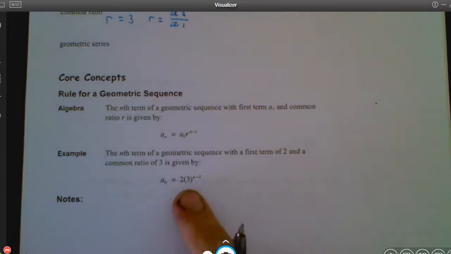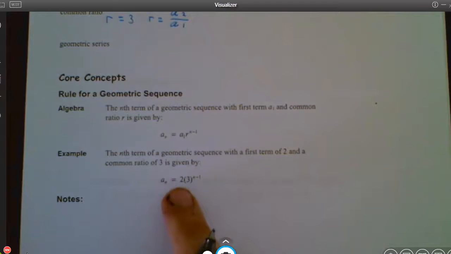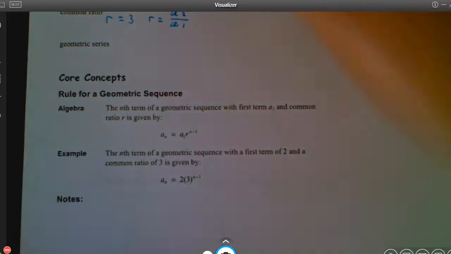So here's kind of a good look at what these will look like. If my first term was 2, notice that went in for A of 1. My common ratio, they said, was 3, so that went in for R. So this would be the general rule of this information. So that's kind of where all this stuff starts, with the basics. So let me turn the page.